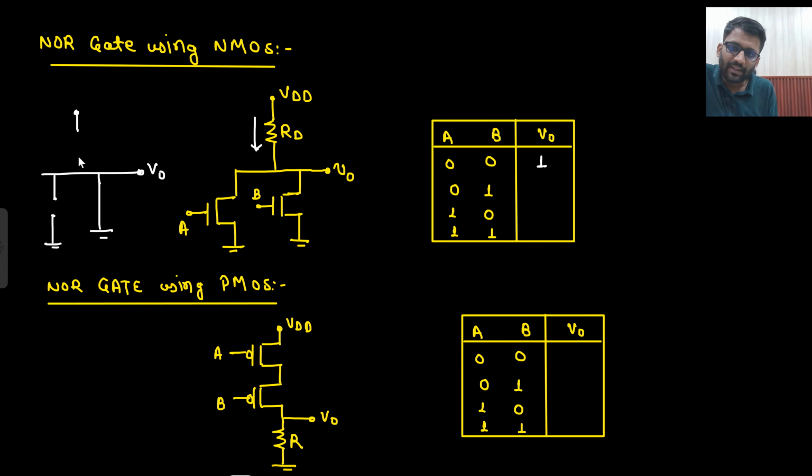Now from the upper side there is this RD connected, and this is your VDD, right? But this 0 is directly going here, no? This 0 is directly going here. So V naught will be equal to 0 only. Are you getting this point?